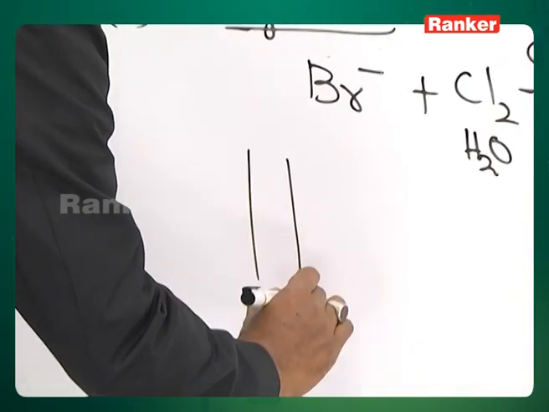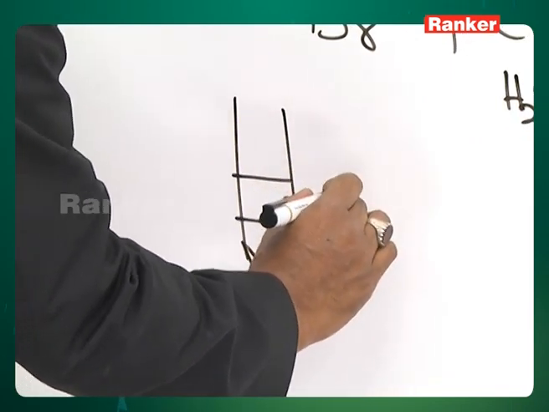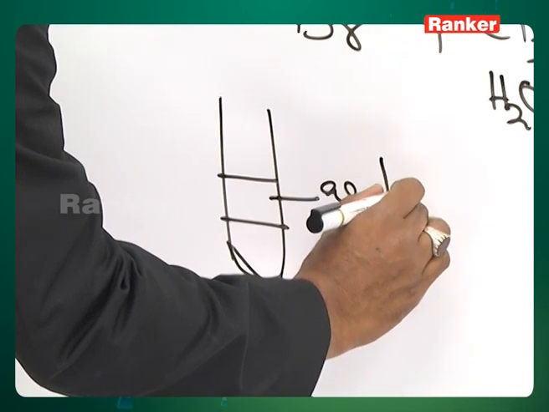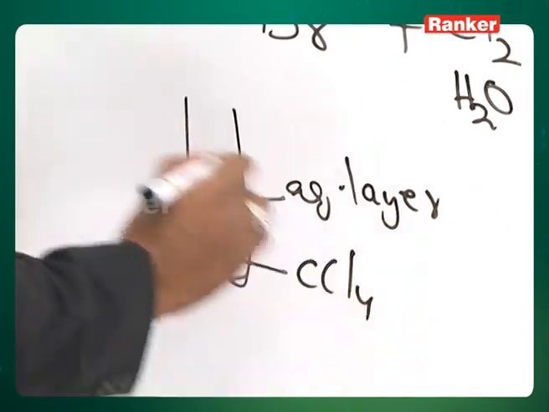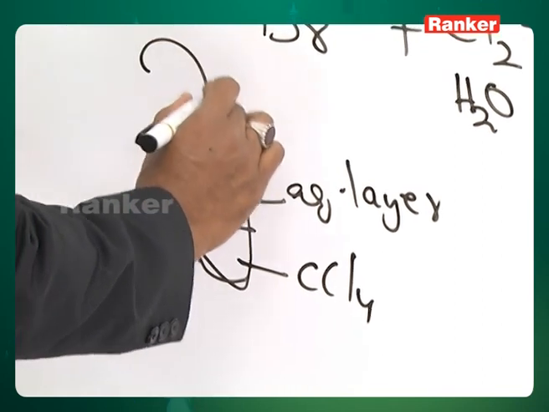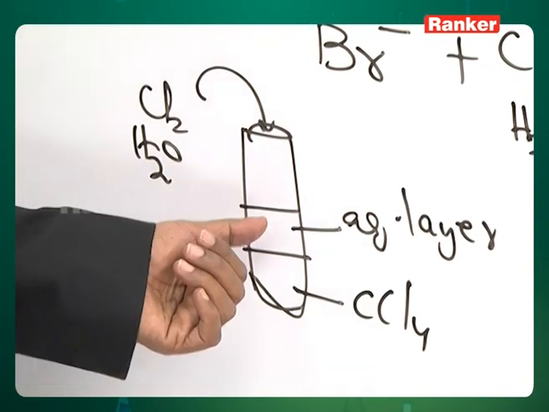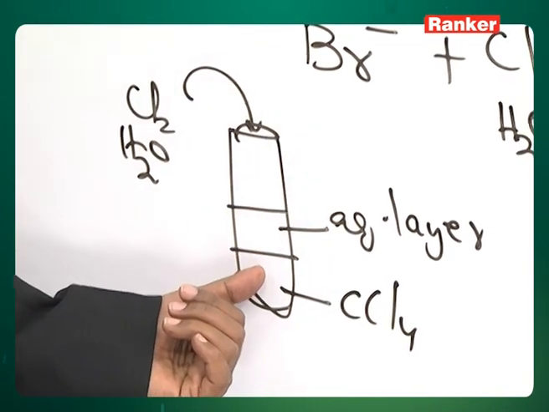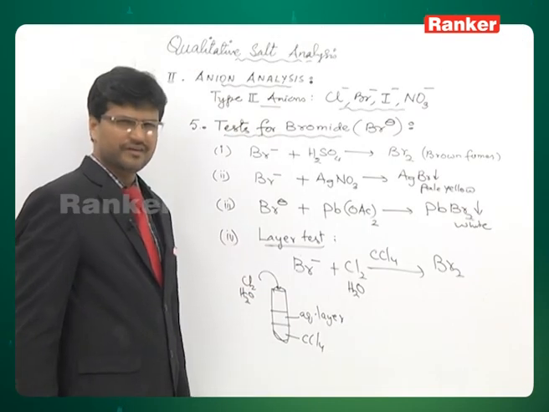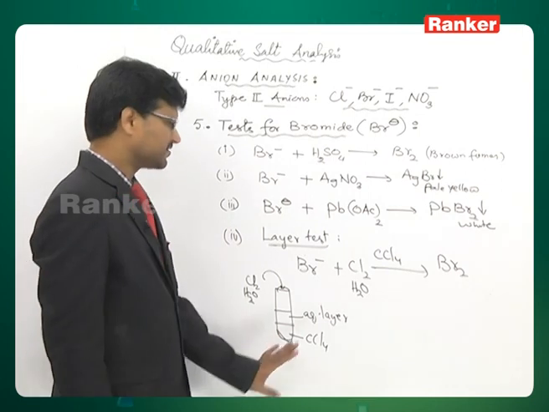We have a test tube. Here you have aqueous layer consisting of bromide salt. This is CCl4 layer. If you add chlorine water, whatever bromide is present here will be oxidized to bromine, and it will dissolve in CCl4, and the CCl4 layer develops the color of bromine, reddish brown color. So this is called as layers test.